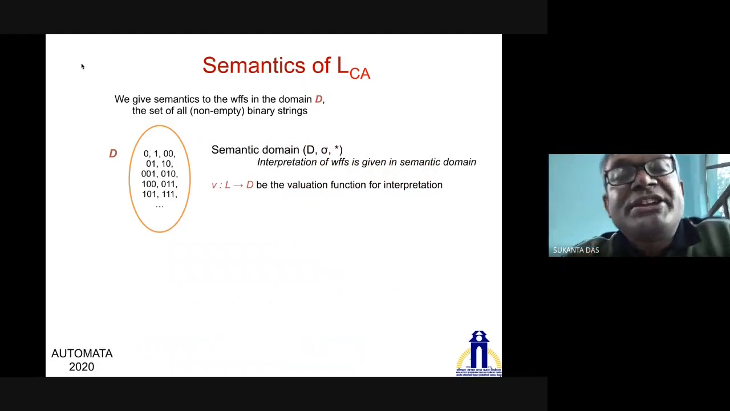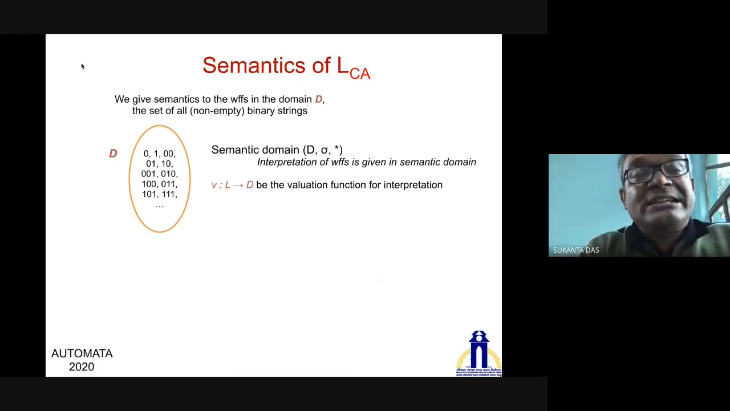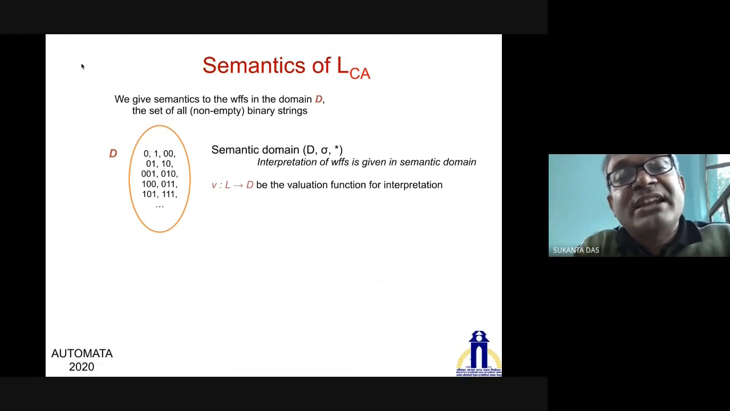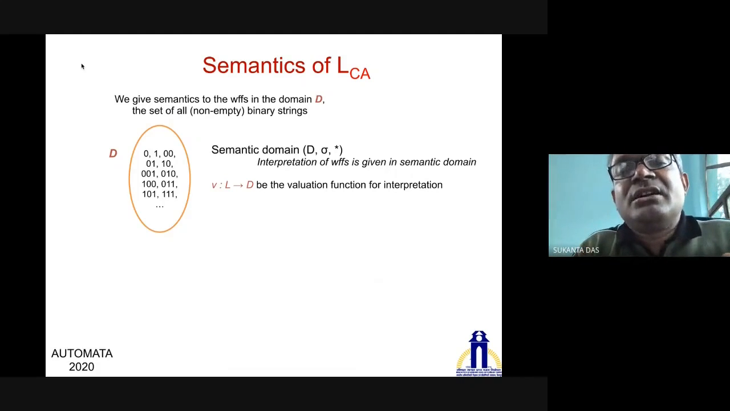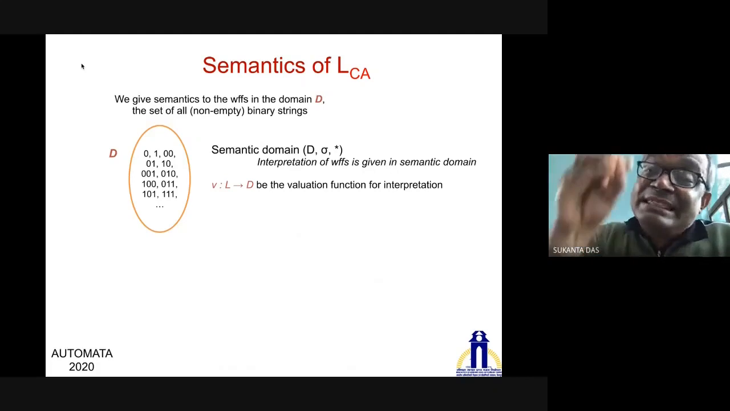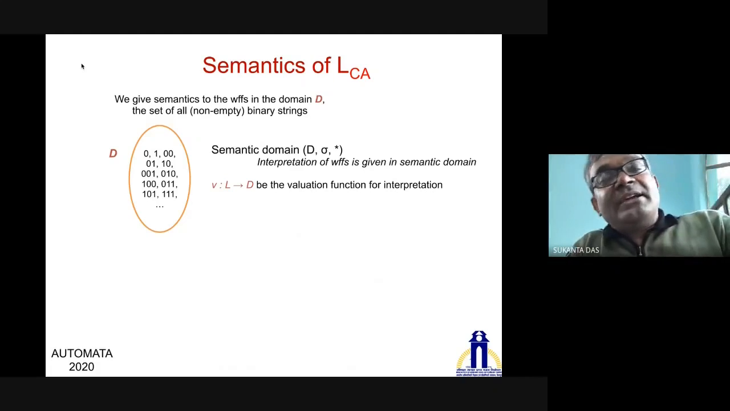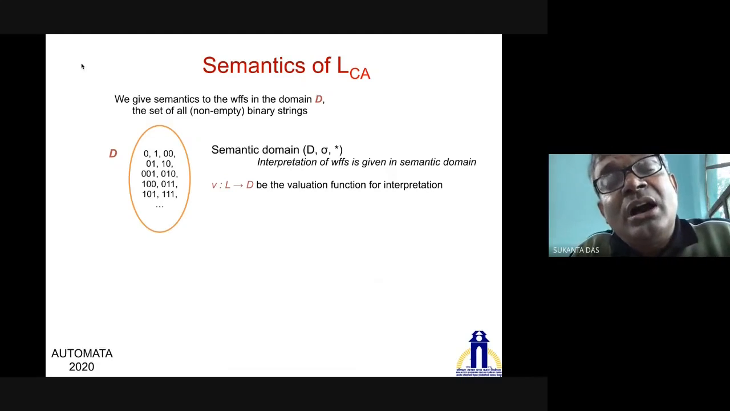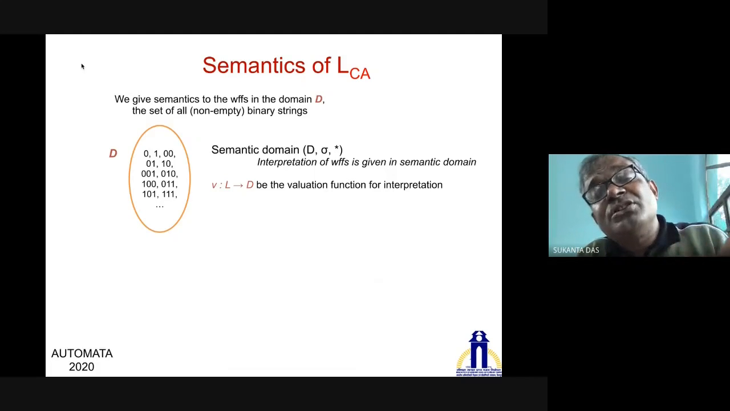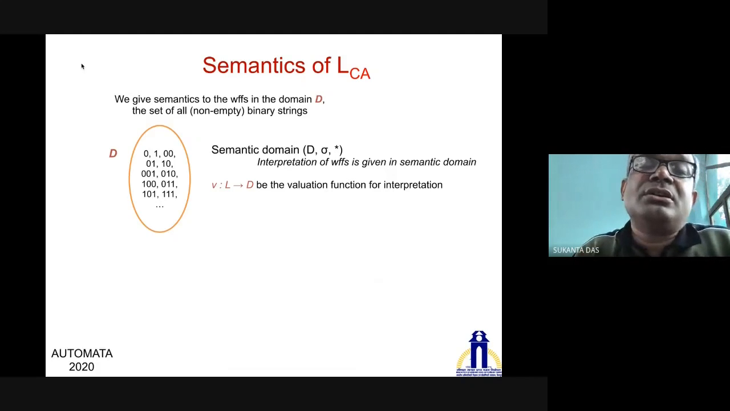So we get a semantic domain. Capital D is our domain of all binary strings, then sigma, then star. We call this triplet a semantic domain, and the interpretation of WFF is given in this semantic domain. For the interpretation purpose, we define an evaluation function. So V is the evaluation function which gives valuation to the formulas of L.